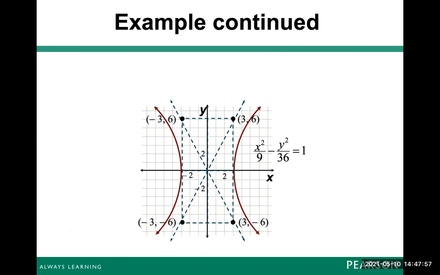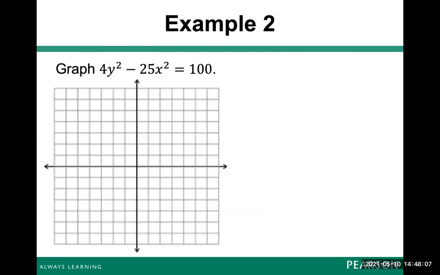And the next couple of examples, I'm actually going to draw them by hand on my tablet. So that might give you a slightly clearer picture of how you get this. All right, so let's do that now. Starting with 4y² minus 25x² equals 100. All right, so I'm going to switch over to the tablet.